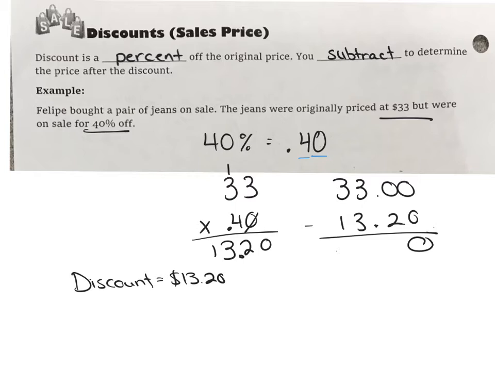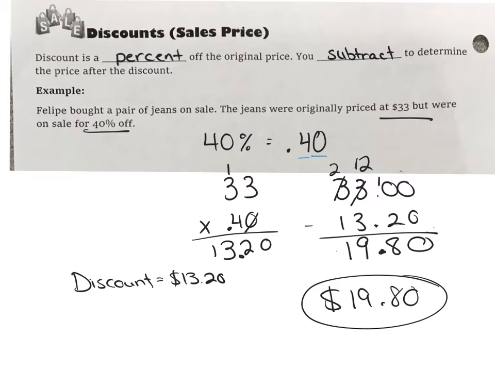So this will be 0, and then we're going to have to borrow, make that a 2. This 10 becomes 10 after the decimal. We're going to have to borrow from here, 2, a 12. 12 minus 3 is 9. 2 minus 1. So the new price that he's going to pay is $19.80. So this is just your discount. Then you have to go and subtract from the original price to find the new price. So don't forget to subtract once you find the discount.